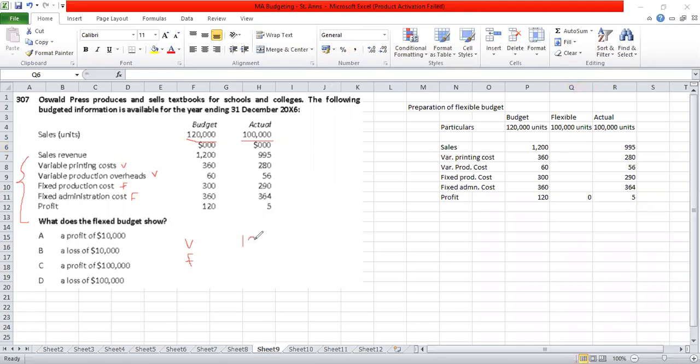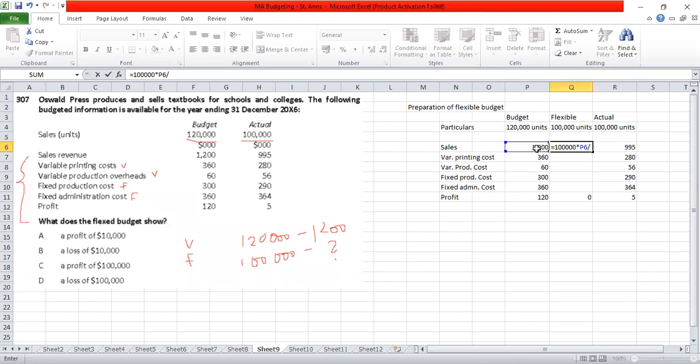So 120,000. If the sales is 1,200, for 100,000, how much? That's the logic. Proportionate, isn't it? So this is how much. How do we calculate? We just multiply 100,000 into 1,200 divided by 120,000. Okay.